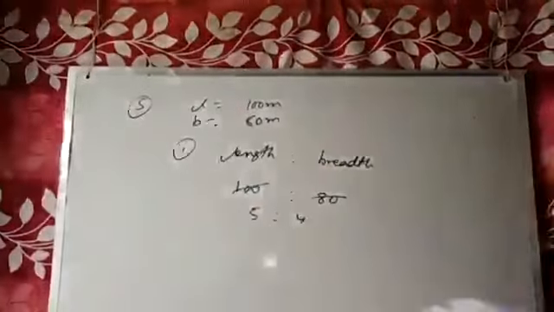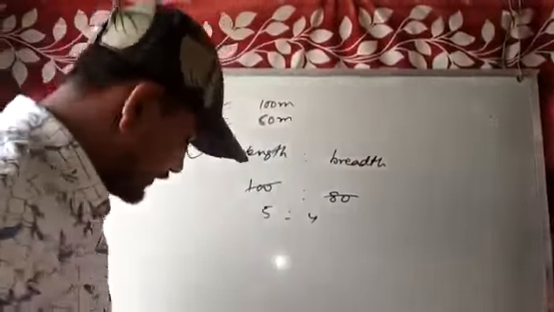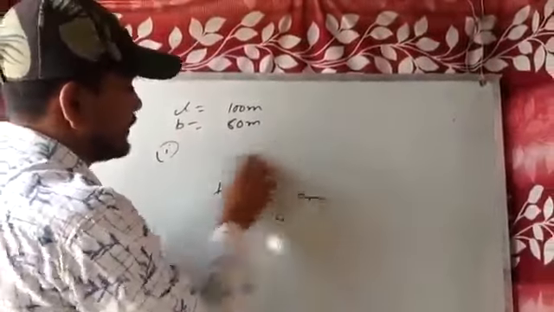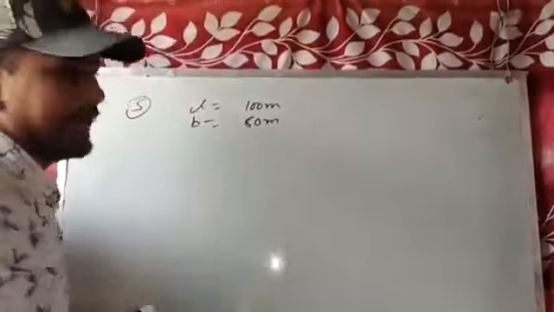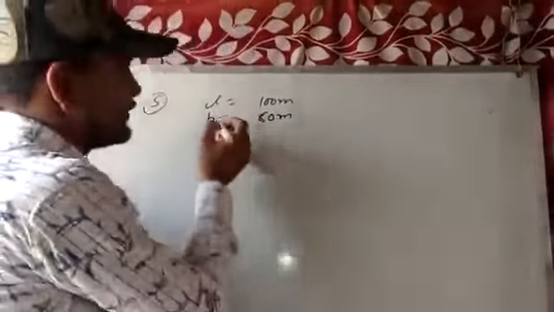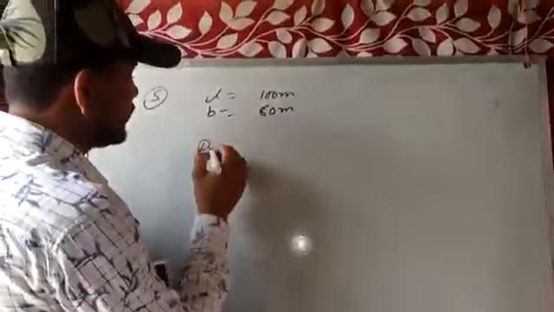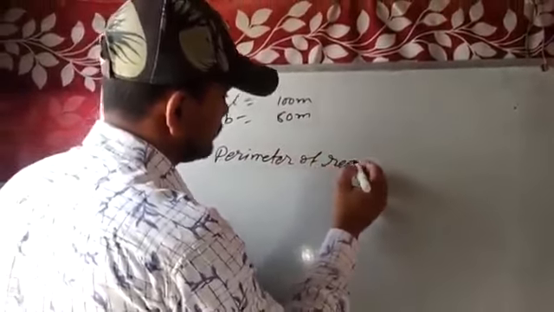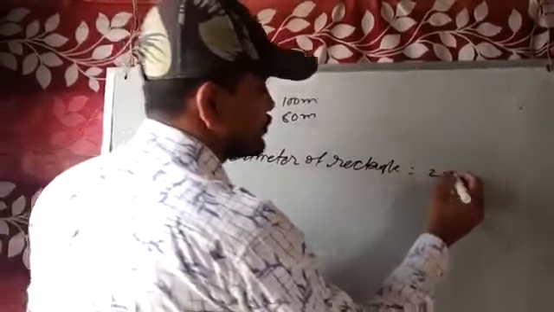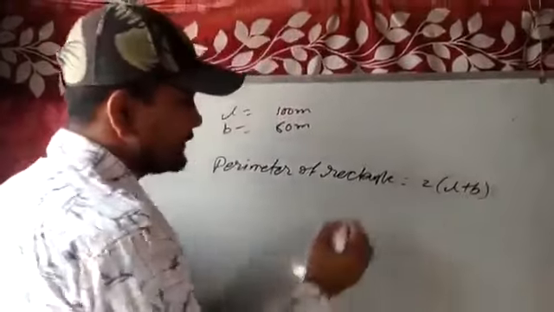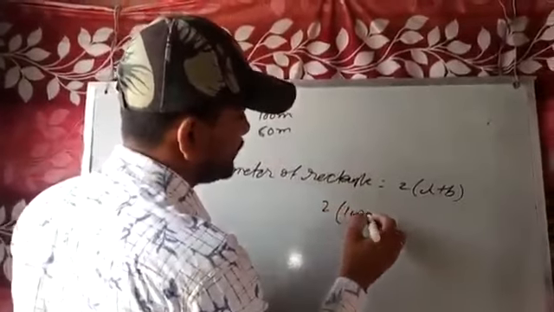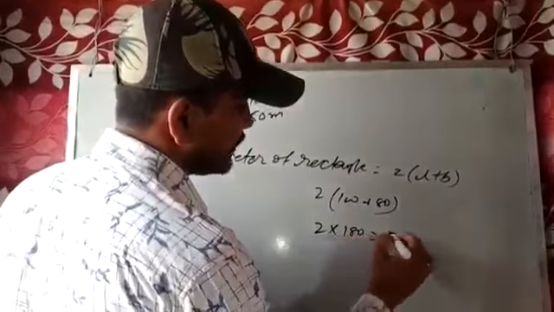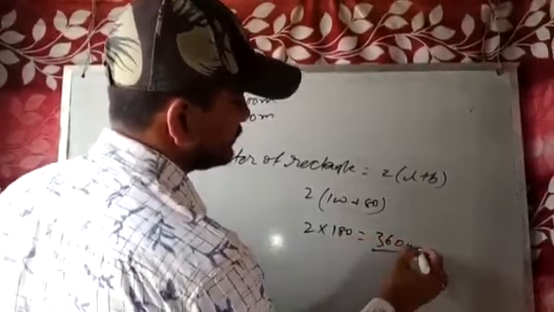5:4. Okay. Now second question, find the ratio of breadth to its perimeter. So first of all, I will find the perimeter of it. Okay. As you know, we have studied in class 6 also. If length and breadth is given, then how will you find the perimeter of rectangle, is equal to 2 into L plus B. This is the formula. Okay. Now in place of L I will put 100 and in place of B I will write 80. So 2 into 100 plus 80 is equal to 2 into 180, that is 360. Okay.